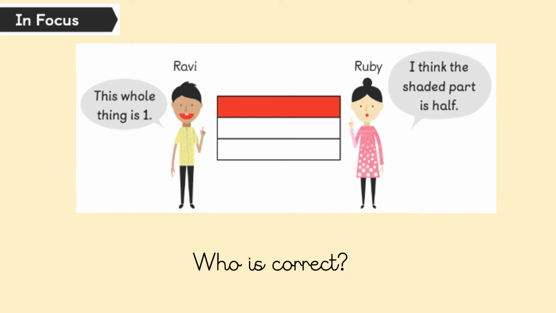So we're going to start off with our InFocus problem today that has Ravi and Ruby both looking at a fraction. Ravi says this whole thing is 1, and Ruby says, I think the shaded part is half. We want to know who is correct. It could be one of them, it could be both of them, neither of them might be correct, but I want you to pause the video here and have a chat with your partner. Who do you think is correct and why?